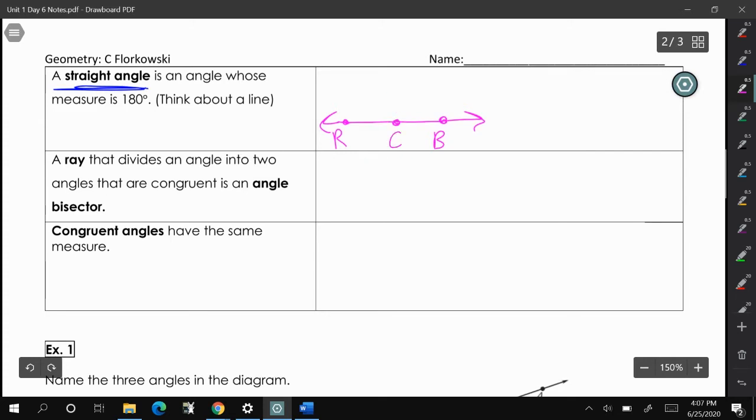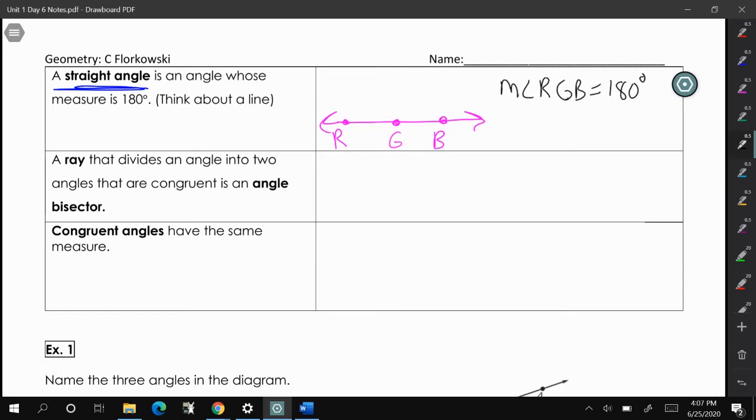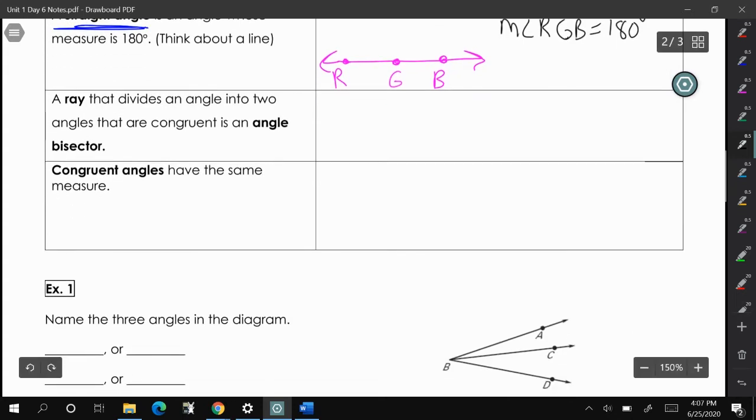So if this is a straight line, we would say the measure of angle RGB is 180 degrees. And then we have something that's called an angle bisector. An angle bisector is a ray that divides an angle into two congruent angles.